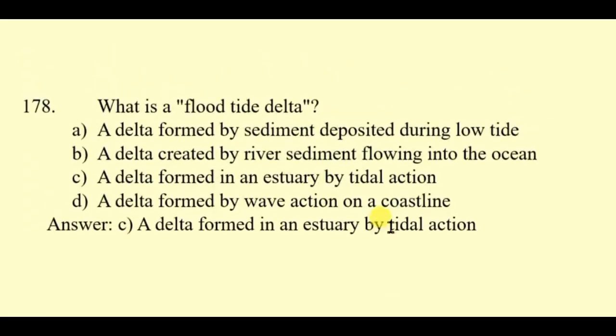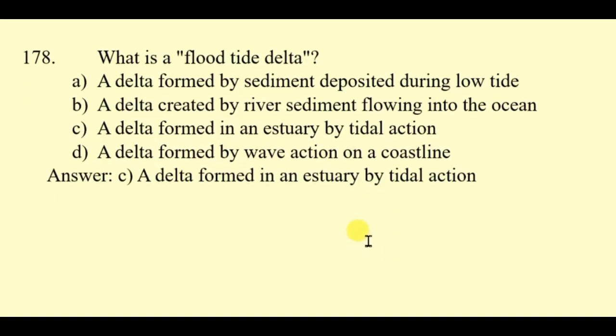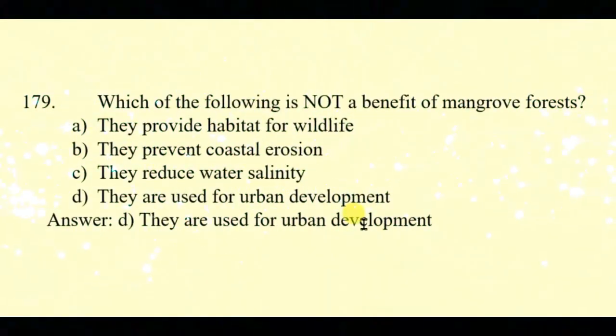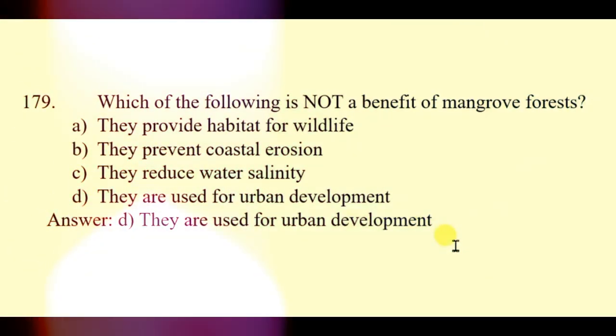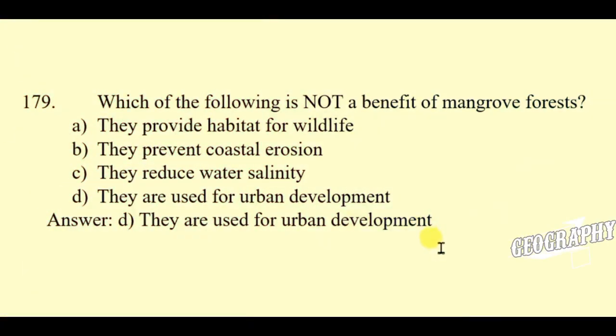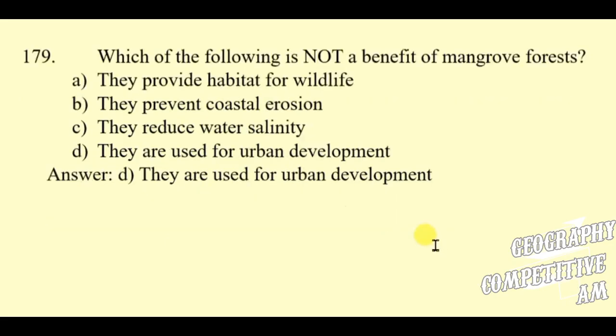Question 178. What is a flood tide delta? A delta formed by sediment deposited during low tide, a delta created by river sediment flowing into the ocean, a delta formed in an estuary by tidal action, a delta formed by wave action on a coastline. The right answer will be a delta formed in an estuary by tidal action. Question 179. Which of the following is not a benefit of mangrove forests? They provide habitat for wildlife, they prevent coastal erosion, they reduce water salinity, they are used for urban development. The right answer will be they are used for urban development.